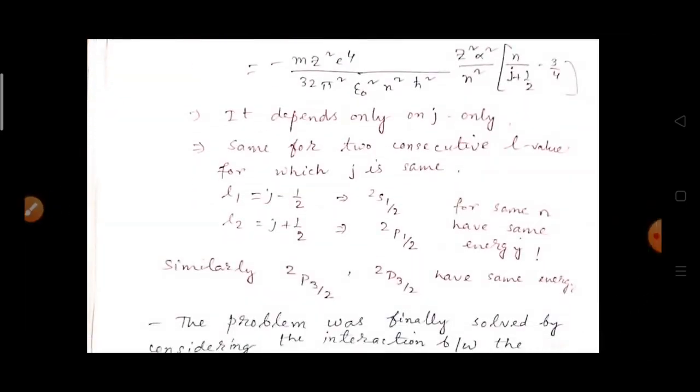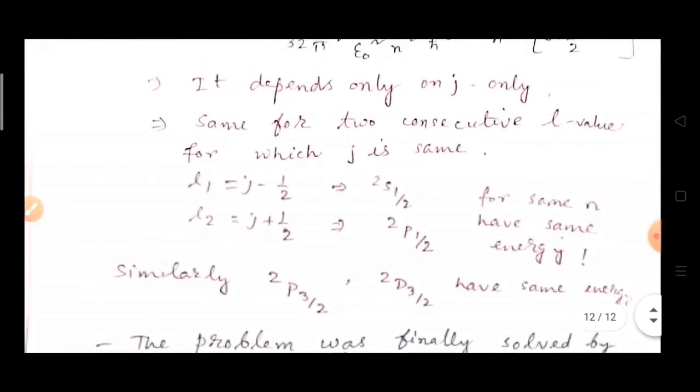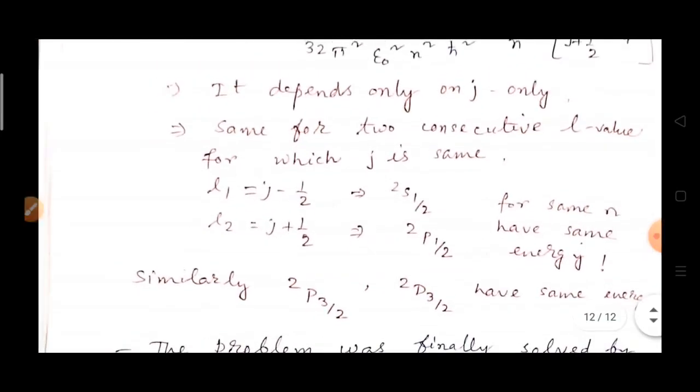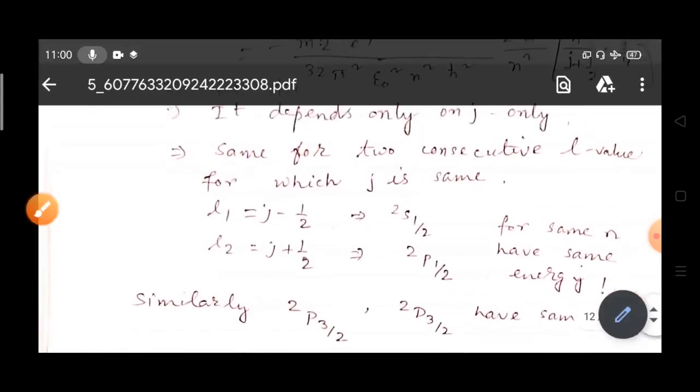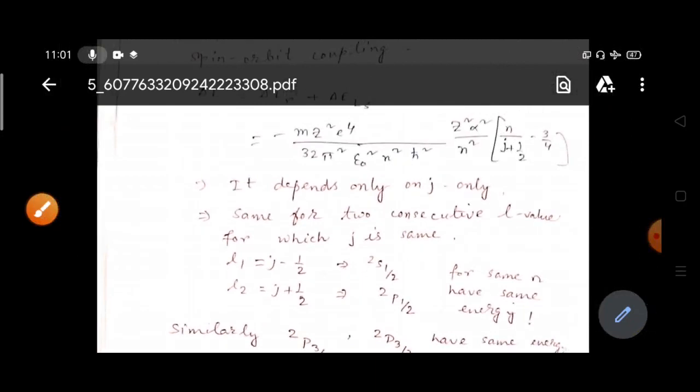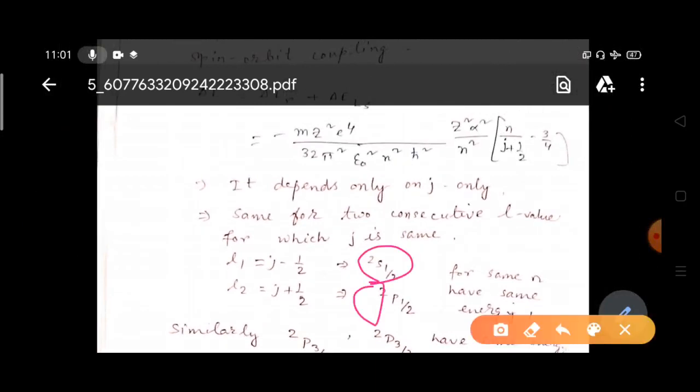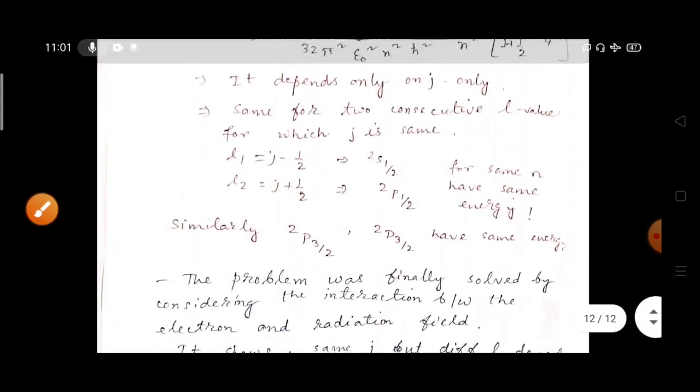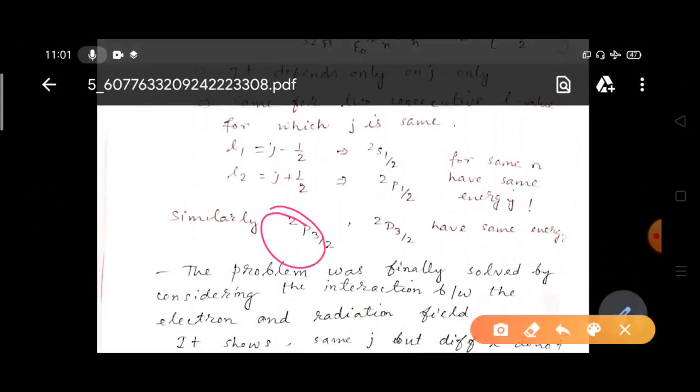Now for two consecutive L values, there is a problem: the value of this energy level only depends on j. So if you have levels like 2s half, 2p half, look here, they all have the same j values. So according to this formula, they should have the same energy level for the same n value. Their n is also the same, and the j values are also the same, so these two levels have the same energy value. Also these two terms, that is 2p 3 by 2 and 2d 3 by 2, have the same j values, so they also have the same energy if they have the same n values.